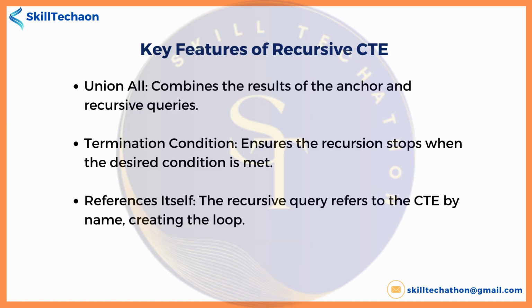Now, key features of recursive CTE. So we have union all, which will combine the result of the anchor and recursive query. Now, in the CTE, we might have duplicate values. That's why we are using union all, because it will return all the rows, including the duplicate values. Second one is termination condition. The termination condition, which we are going to write in the where clause of the recursive query part, will ensure the recursion stops when the desired condition is met. Until then, it will be running repeatedly.